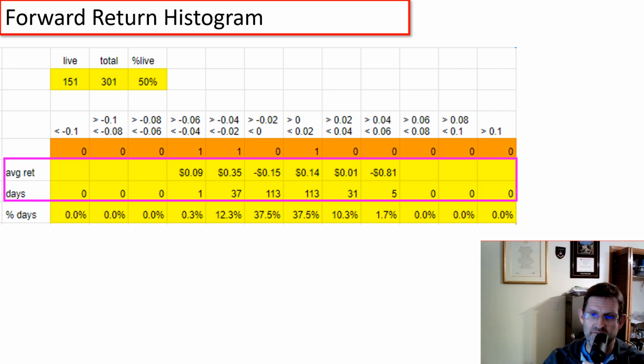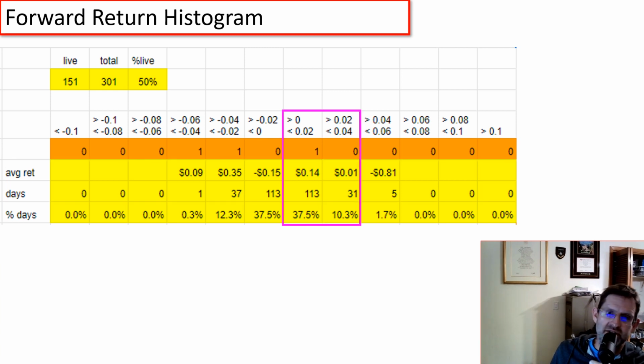Now that we've broken up the daily price data into these buckets, let's look at the average daily forward return in each bucket. On the bullish side, notice that when the daily closing price is between 0 and 4% above the 10-day moving average, the forward return is positive. However, the best returns occur when the price is between 0 and 2% above the 10-day moving average.